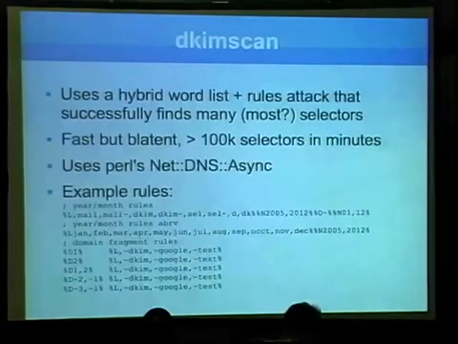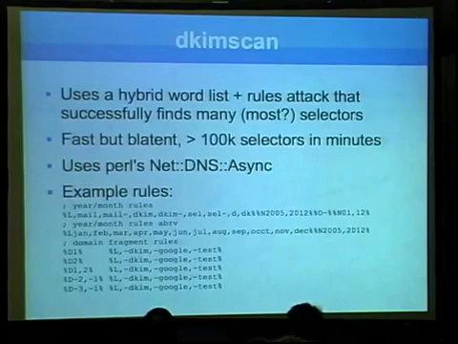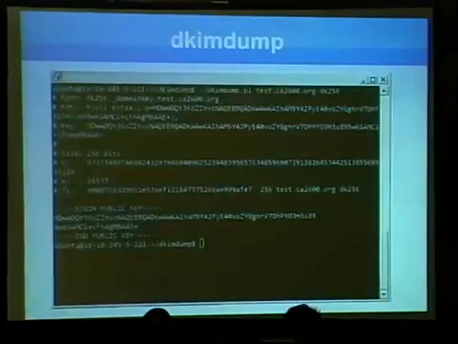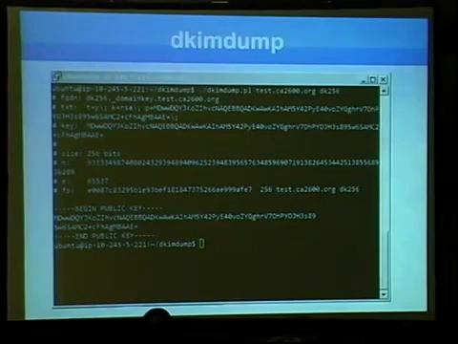Really? Okay. Oh, that's a typo, not a spelling error. Anyway, the other fun thing is there's an expansion rule that will take the domain name that you're currently looking at and slice and dice the parts of that. I saw a fair number of domains that just use their domain name again as the selector. That'll find that. We've got DKIM dump, which, given a domain name and a selector, will give you data about the public key that's up there.